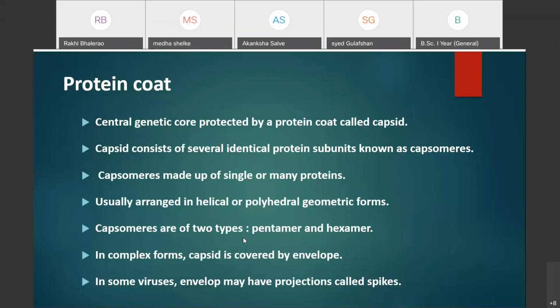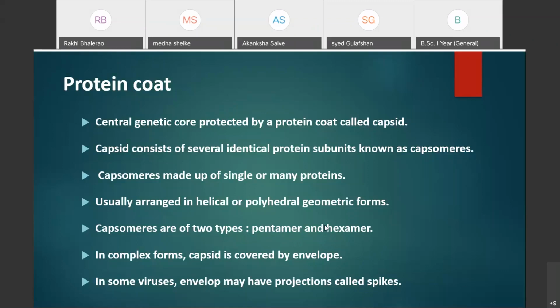Okay, the capsomeres are of two types. The capsomere which is made up of five identical monomers is called the pentamer, and when the capsomere is made up of six monomers, then it is said to be the hexamer.